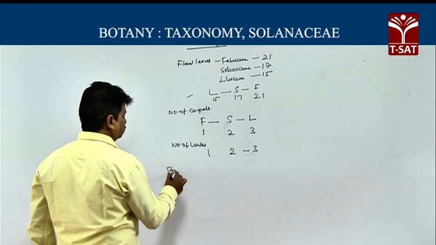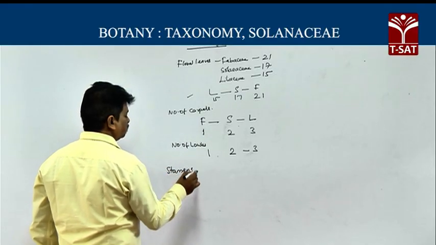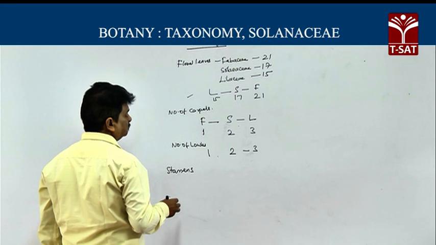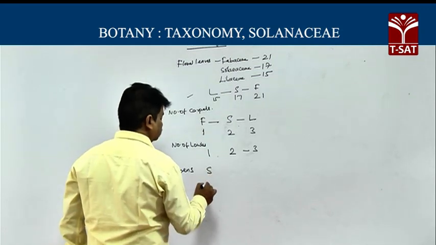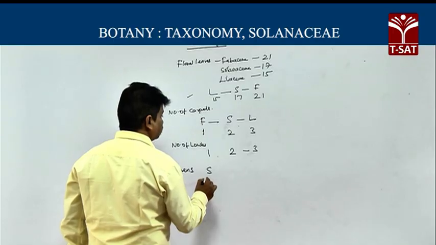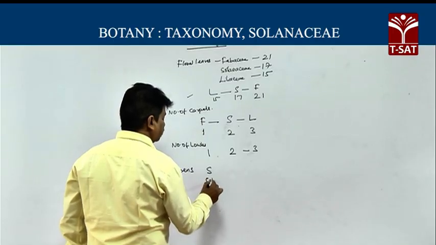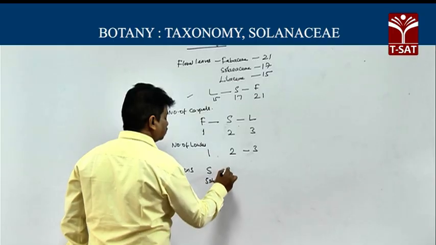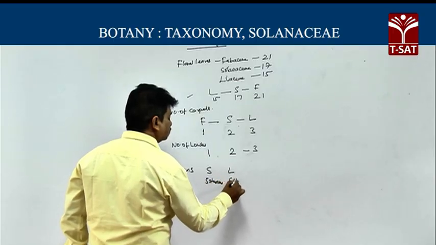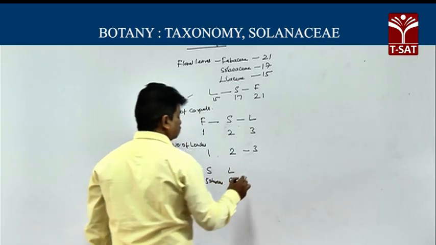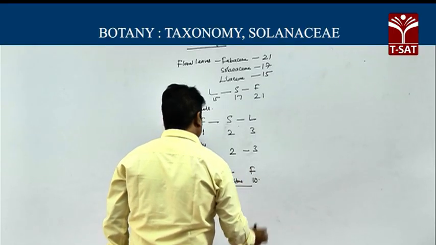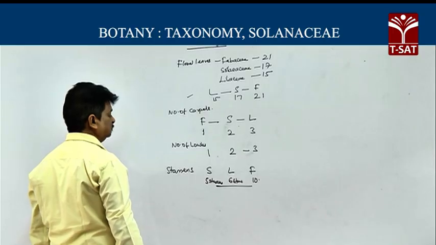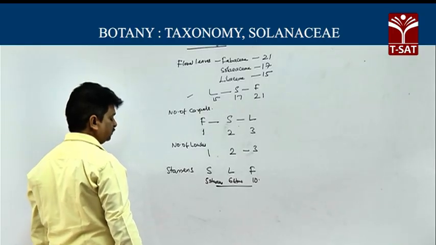The next one, based on number of stamens. Solanaceae 5 stamens, Liliaceae 6 stamens, Fabaceae 10 stamens. It is based on number of stamens.